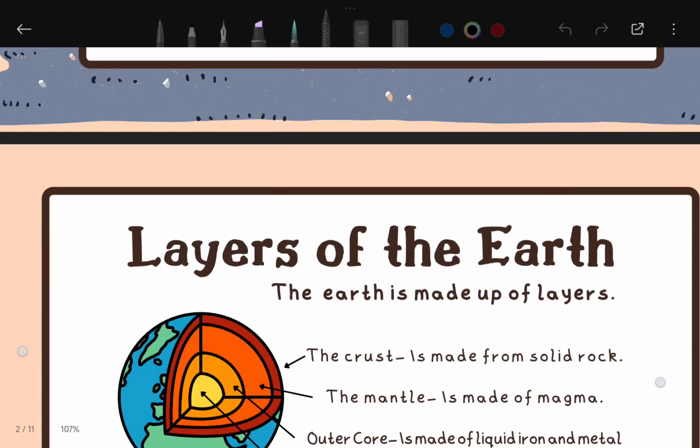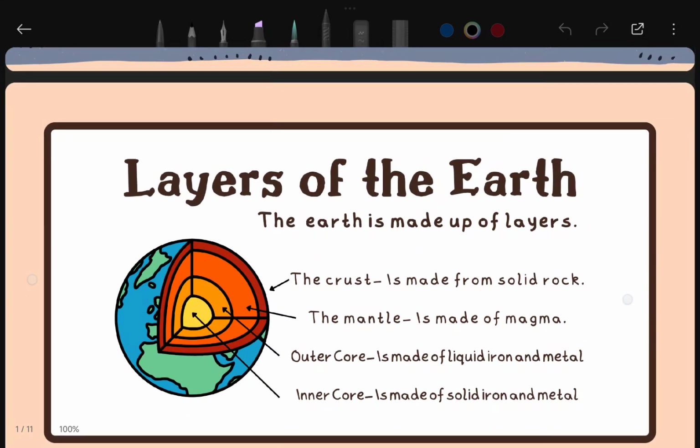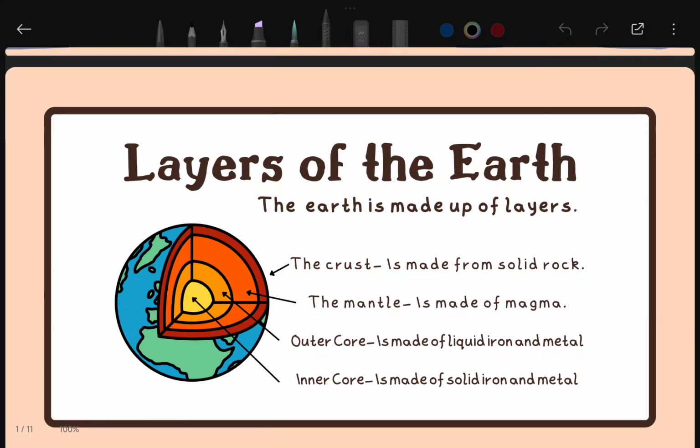First of all, you have to understand what the layers of the earth are. Earth is made up of mainly three layers: crust, mantle, and core. We are going to discuss all these layers one by one. Let's talk about the topmost layer of the earth, that is the crust. Basically, the layer which you are walking on is the crust. It is the uppermost layer of the earth and it is made up of solid rock.